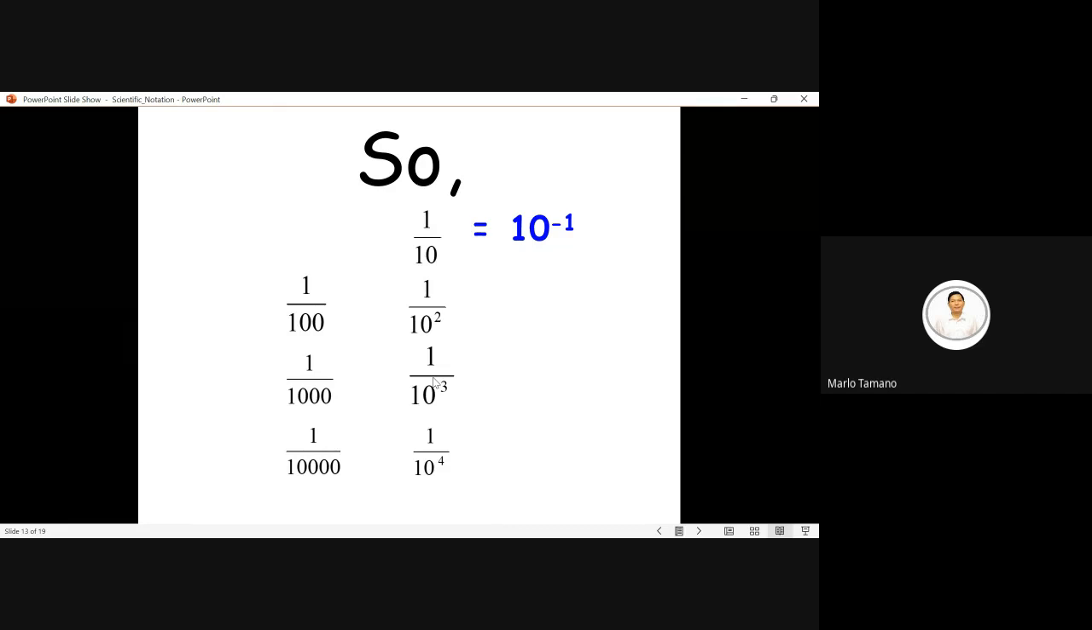How come this is negative 1? Because that is a fraction. And this will be discussed with you again when we get to the law of exponents.